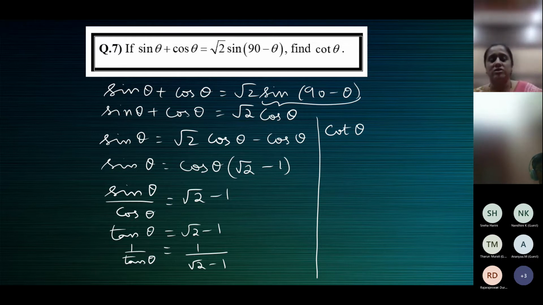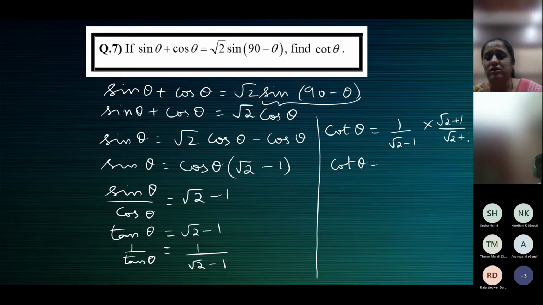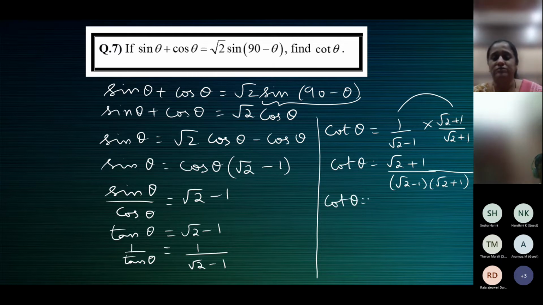Now 1 by tan theta is cot theta. Don't change this. So we're just replacing 1 by tan theta with cot theta, which is equal to 1 by root 2 minus 1. The denominator is irrational, so you'll have to rationalize it. So into root 2 plus 1 by root 2 plus 1. Multiply the numerators and the denominators. When you multiply root 2 minus 1 into root 2 plus 1, a plus b into a minus b, it is a square minus b square.